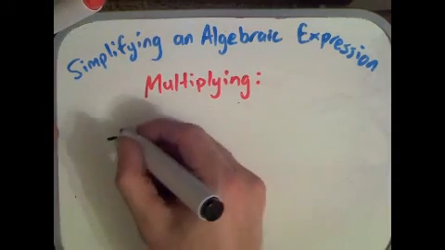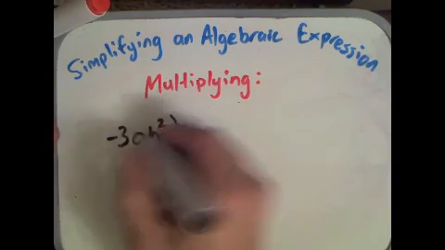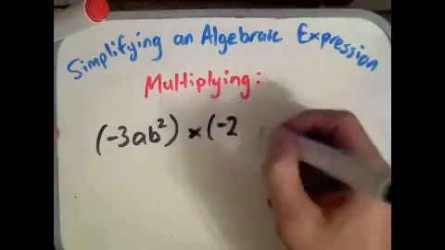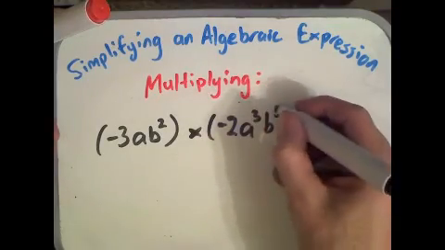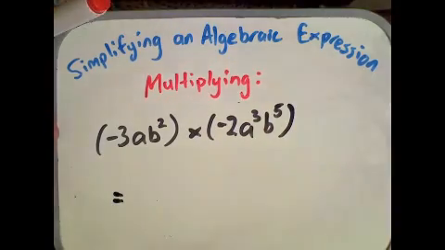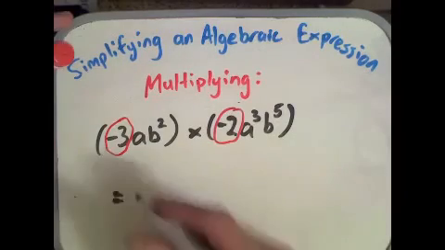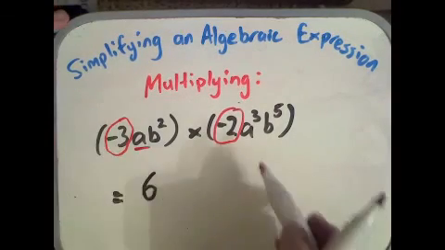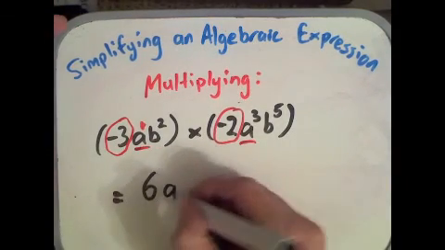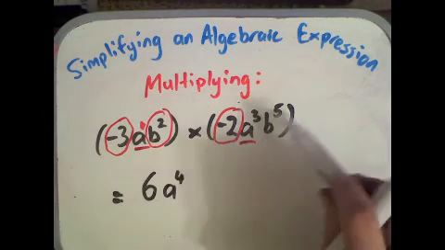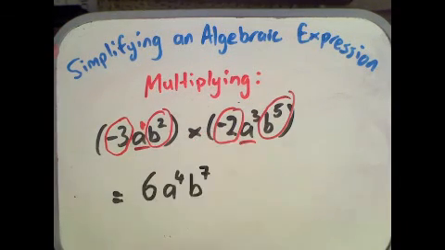Okay, our next example. Negative 3ab squared, in brackets, multiplied by negative 2a cubed b to the power of 5. Now it's in brackets because we're multiplying a negative term with another negative term. Now negative times negative gives us a positive, so that's positive 6, 3 times 2 is 6. Now a times a cubed is a to the 4, and b squared times b to the 5 is b to the 7. And there's our answer.